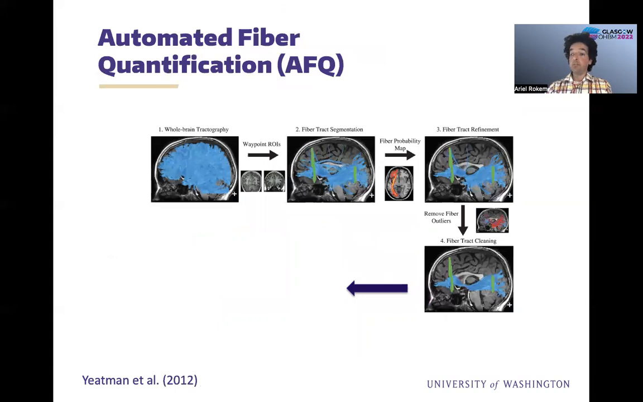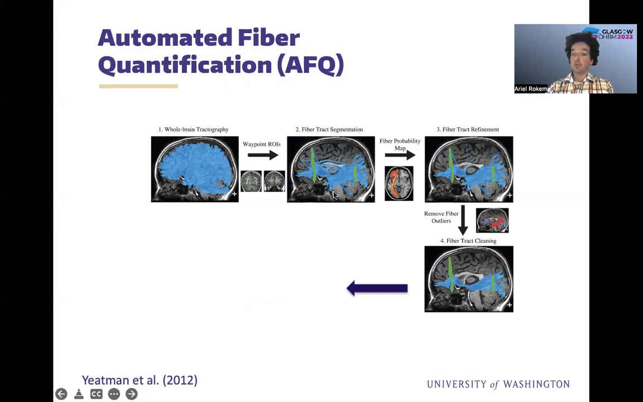One way that this has been implemented is called automated fiber quantification, or AFQ, first proposed by Yeatman et al. in 2012. This follows a process very similar to the one that I described before. First, we conduct whole brain tractography, generating streamlines from every voxel in the brain, following the directions of diffusion in all voxels. After that, we place regions of interest that correspond to the trajectory of one of the major bundles, in this case, the inferior fronto-occipital fasciculus.